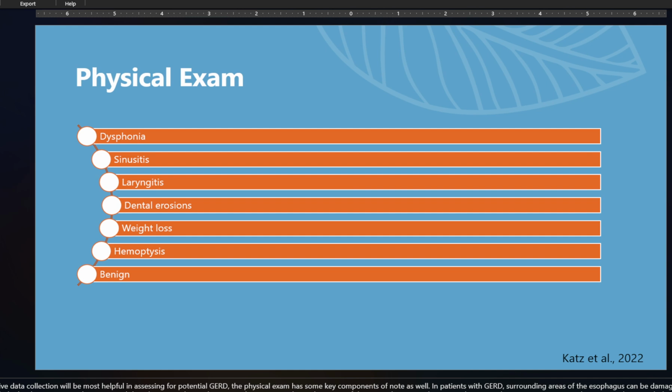Although subjective data collection will be most helpful for assessing potential GERD, the physical exam has some key components of note as well. In patients with GERD, surrounding areas of the esophagus can be damaged, resulting in physical changes. This can include dysphonia, sinusitis, laryngitis, and dental erosions due to the repeated exposure to the acidic nature of the stomach. Other more alarming symptoms can also occur, such as weight loss or hemoptysis, which requires a further workup. However, the exam may be relatively benign otherwise.